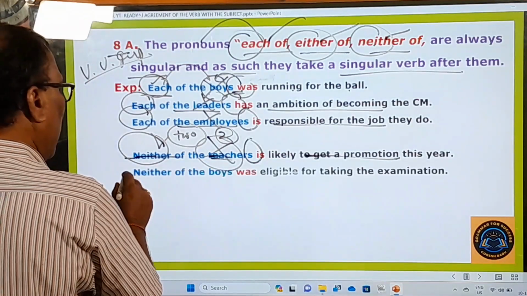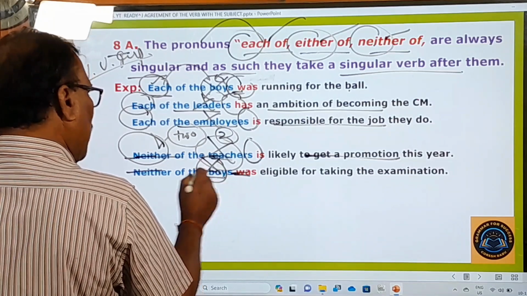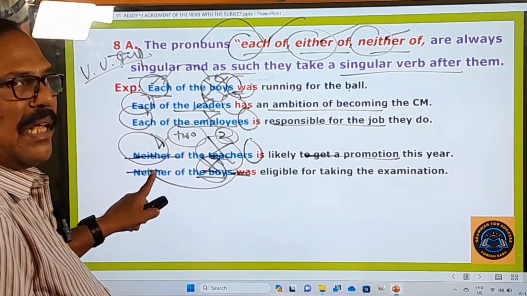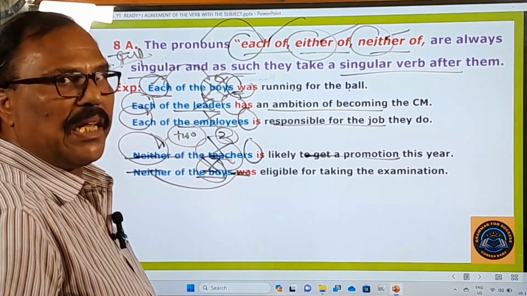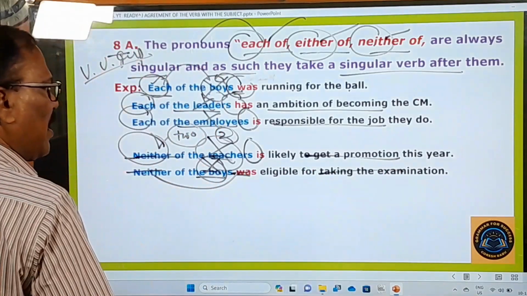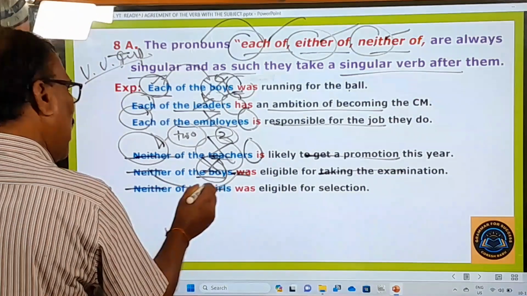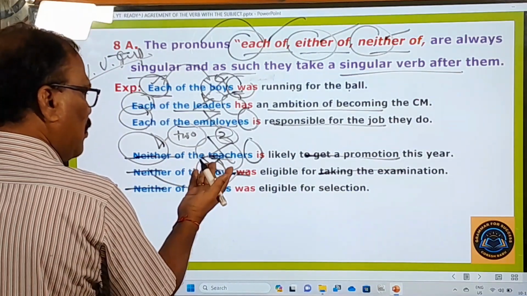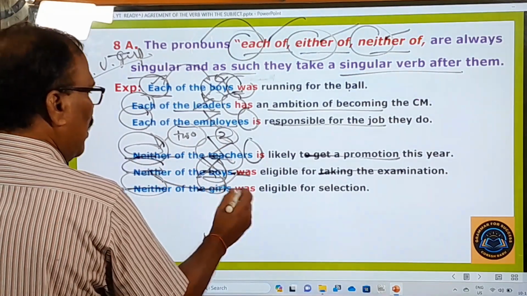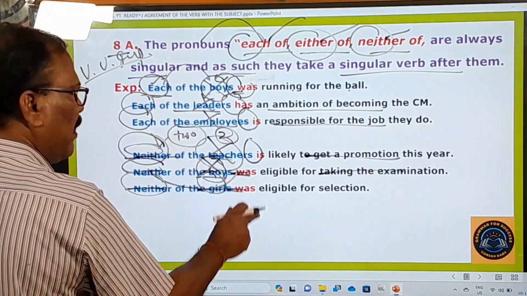One more example, neither of the boys are there. Not according to this, this is not the real subject, this is the real subject. So according to this you must use the helping verb. So neither is a singular subject, and therefore a singular helping verb is used there. Neither of the boys was eligible for taking the examination, right? And then comes neither of the girls was eligible for selection. Neither, again, girls are two, boys are two, teachers are two, but you are taking only one. So that's why after neither you have to use only a singular main verb or helping verb.